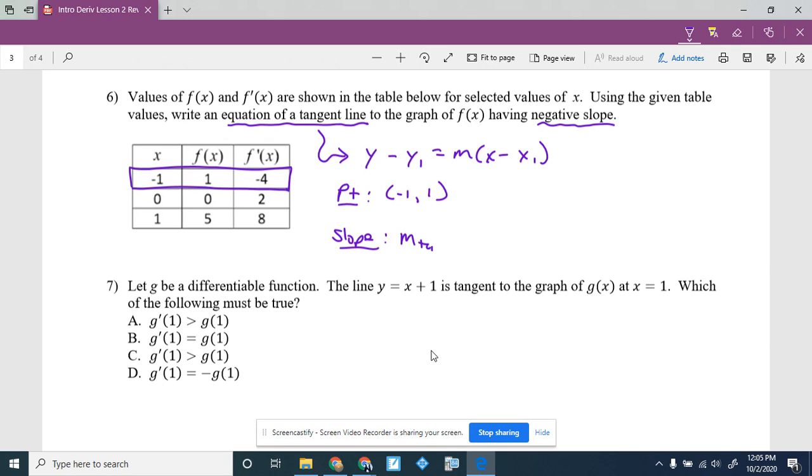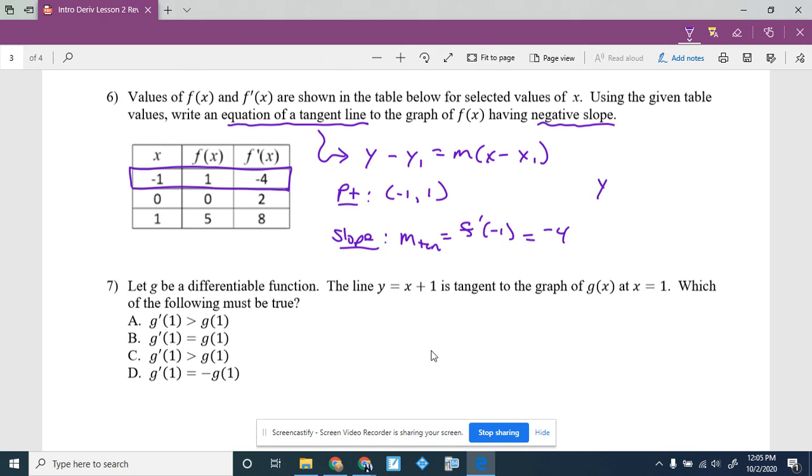The slope of my tangent line at that point would be f prime of negative 1. I love writing that. I'd like you to write that. All right, which, by the way, f prime of negative 1, according to this table, is negative 4. And so now to put it all together, right, these are the ingredients. That's the recipe. Let's bake the cake.